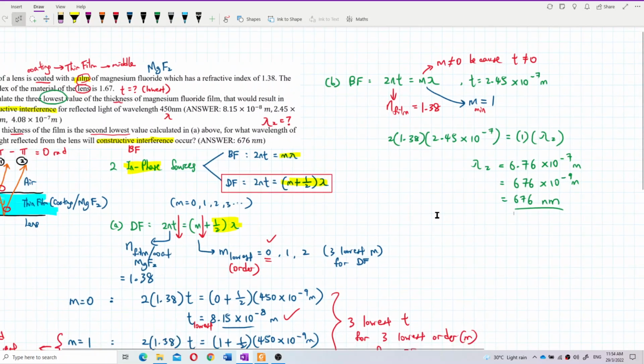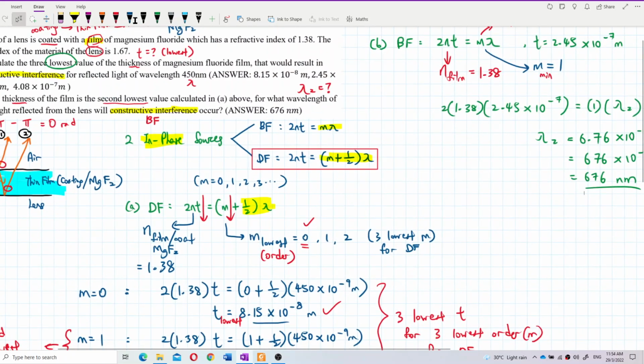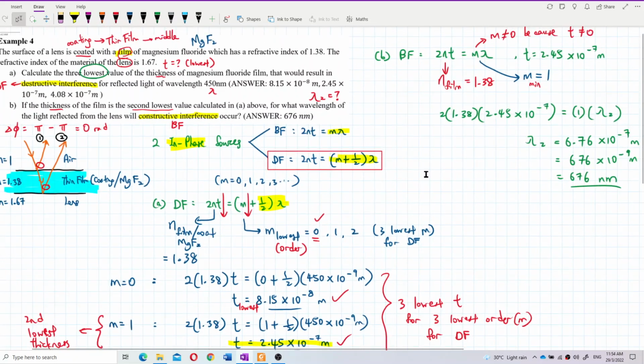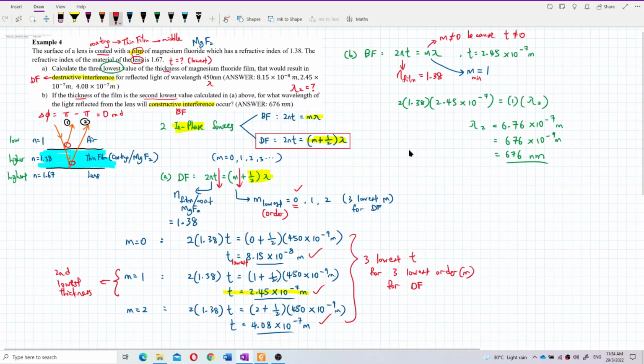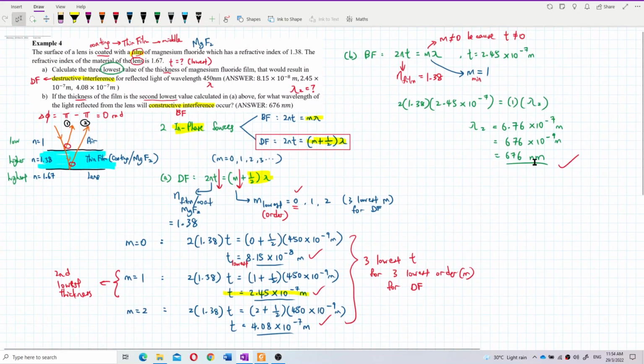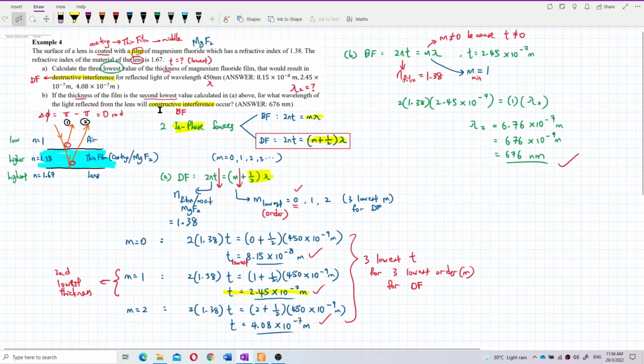Is the answer correct? Yes, the answer is 676 nanometer. That's correct. This order also follows the order here, because it says use the second lowest thickness value for the wavelength of light reflected with constructive interference. So the order cannot be 0, because the thickness cannot be 0, it must start from 1. So that's all for this question.